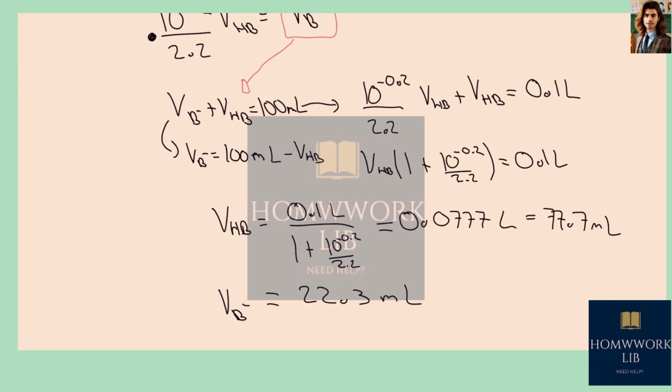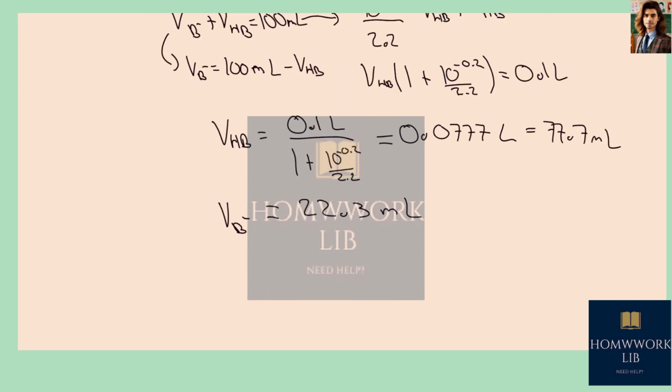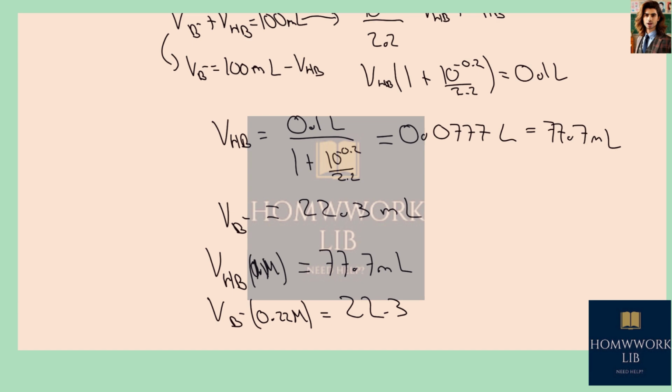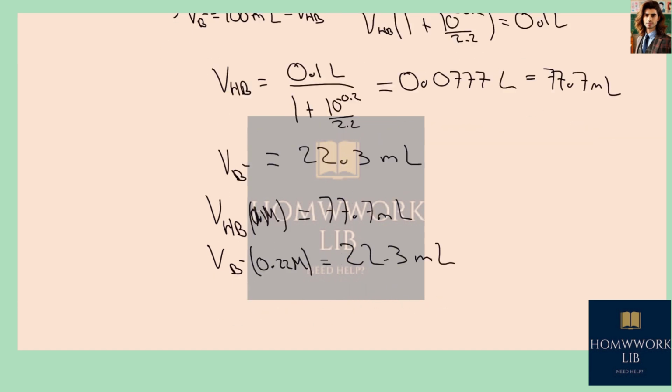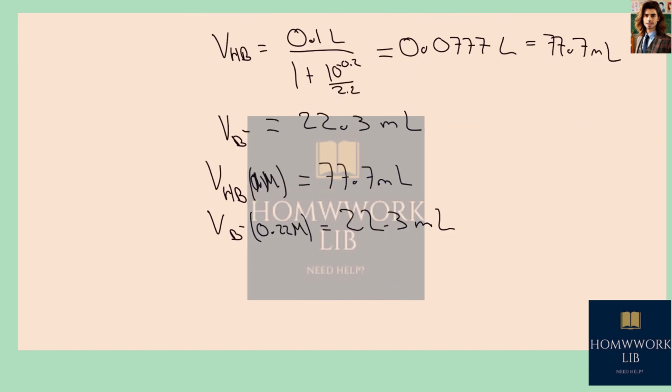So we're going to require the volume of benzoic acid with concentration of 0.1 molar equal to 77.7 milliliters, and the volume of benzoate with concentration of 0.22 molar equal to 22.3 milliliters. So this is going to be our final answer.